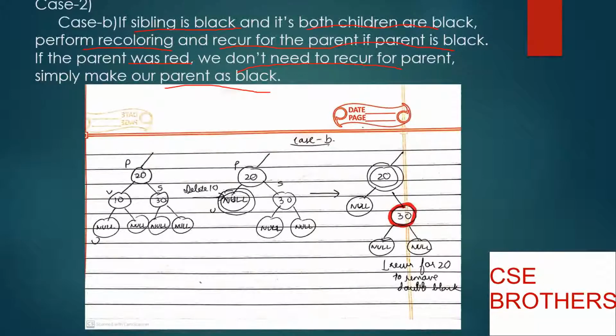So we'll consider the case where the parent was black and we need to recur for the parent as well. So we can see over here this S is the sibling and both of its children are black. So after deletion, this will lead to the formation of a double black node U, and we need to convert this double black to a single black. So what we'll do over here is that we'll just recolor it, and we'll change the color of node S to red, and we'll make the parent node P the double black node, and then we'll recur on the parent node P, which is 20, to remove double black from that, and likewise we'll keep on moving upward and upward until we reach the root node and we get a balanced tree.